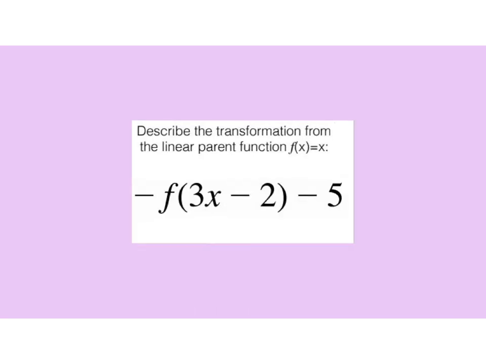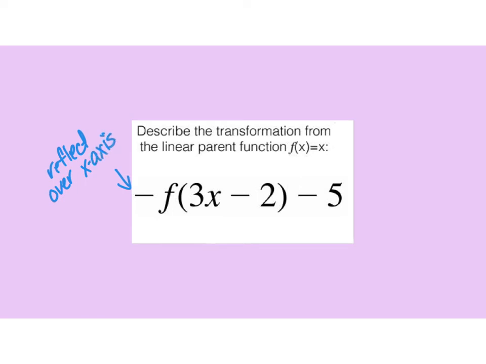All right. So in this case, this negative here is outside the parentheses, which means it's a vertical change. So it's up or down. And because it's up and down, this would be a reflection over the x-axis. Oops, sorry. Let me fix that.